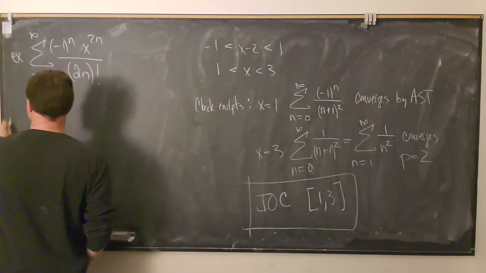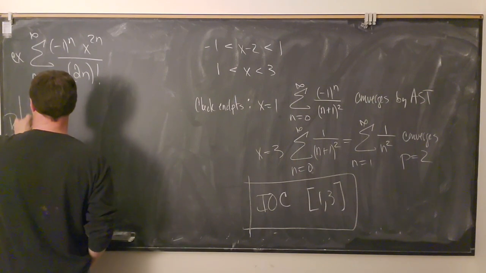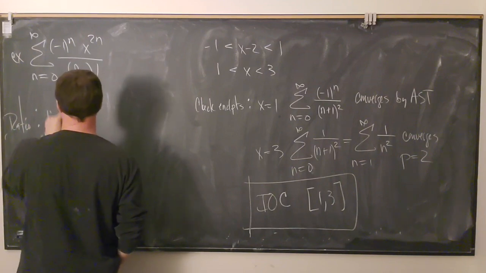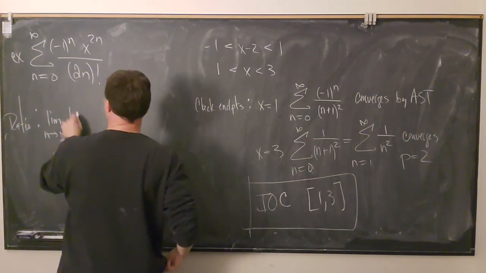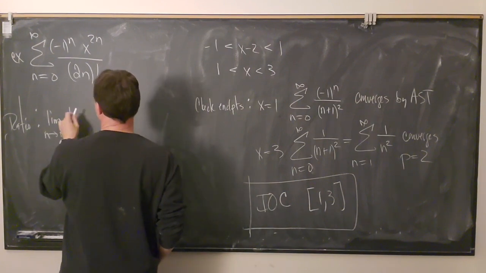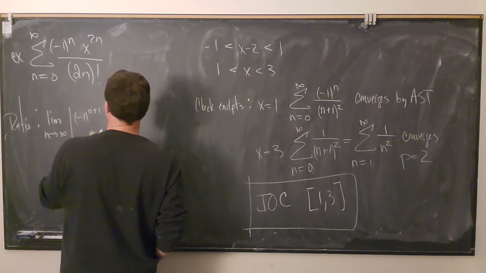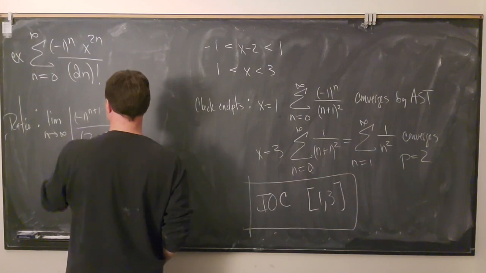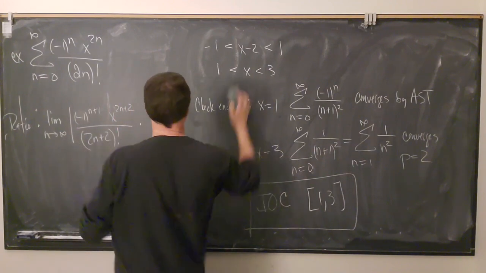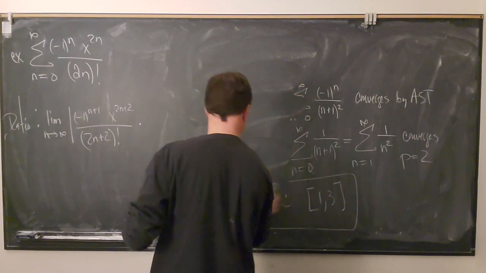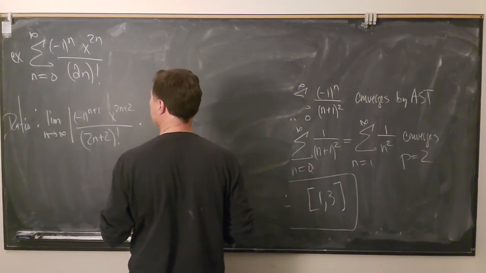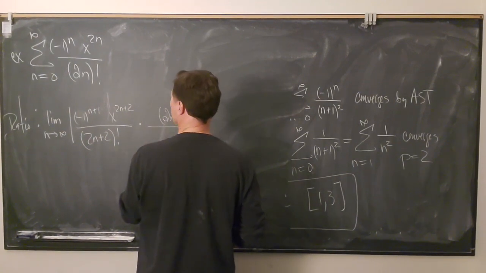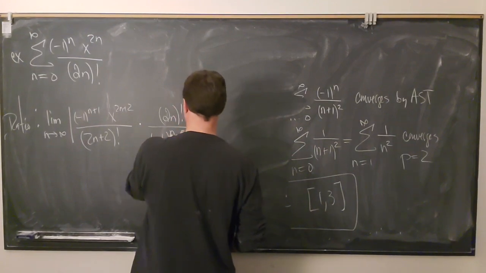All right, so let's do the ratio test. I'm going to do the limit as n goes to infinity of the absolute value of (minus 1) to the n plus 1, x to the 2n plus 2, over (2n plus 2) factorial, times, flipping and multiplying, (2n) factorial over (minus 1) to the n, x to the 2n.